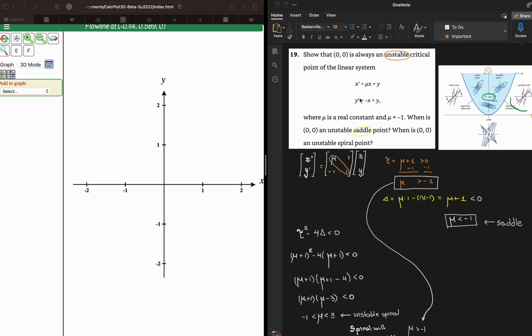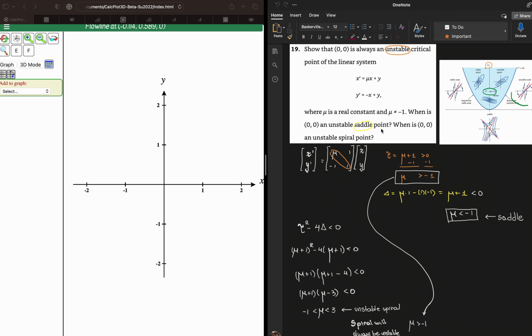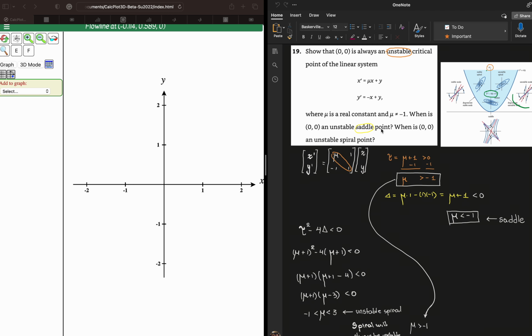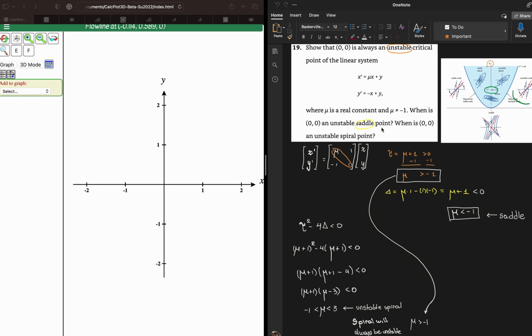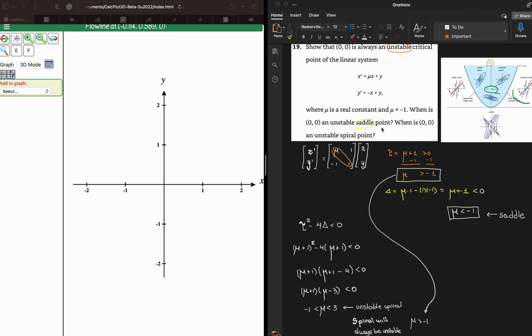I can't say I'm super happy about the wording of this exercise unless there's something that I'm not understanding. And in that case, I would really love for someone to tell me in the comments. But as of right now, what I'm getting at is that there are certain mu's that will get this to an unstable saddle point or unstable spiral, but I don't see how this will always be the case. But let's look at this.